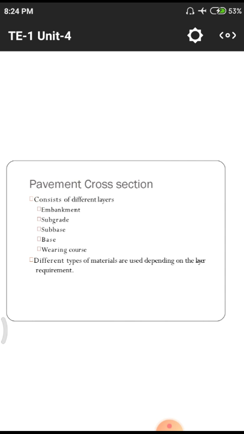After that, we have the pavement cross section. What is a pavement? What are the different parts involved in the pavement cross section? What is a normal pavement cross section? What are the different layers we have? So we need to observe that.